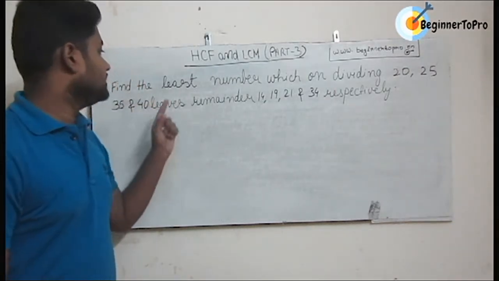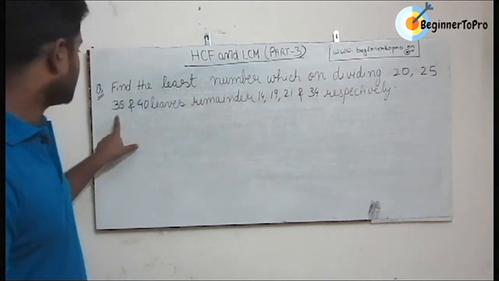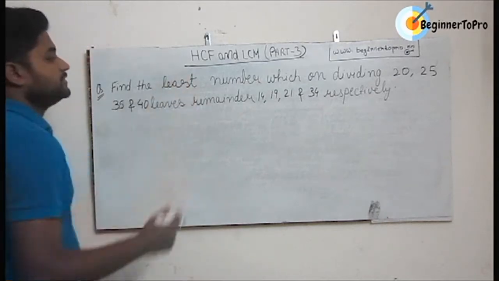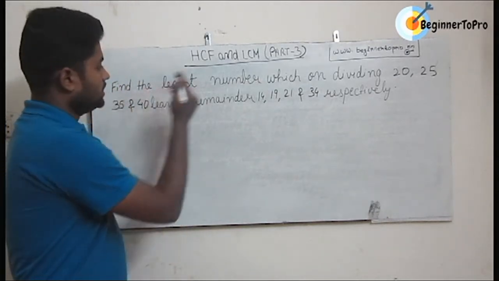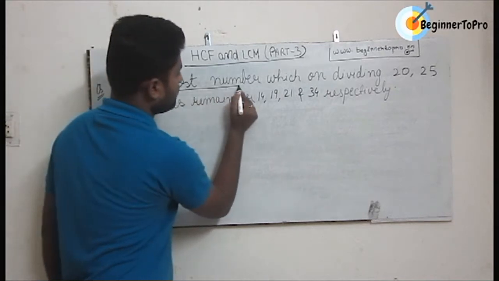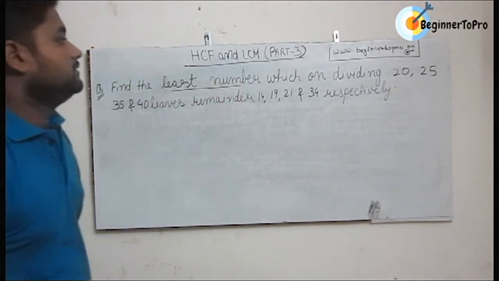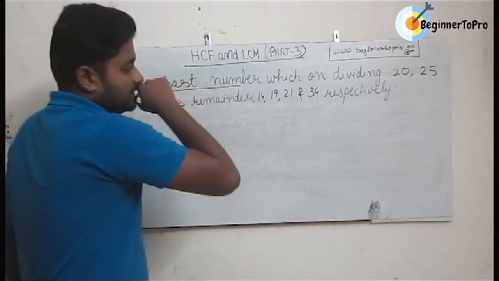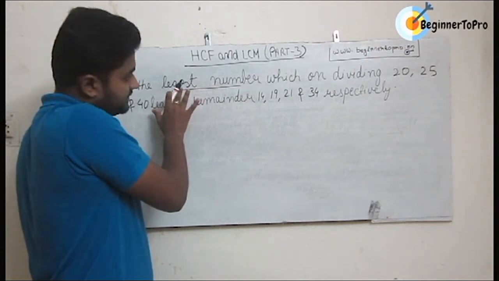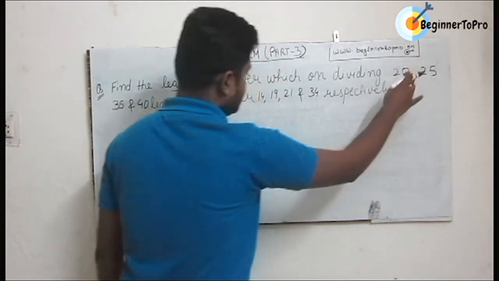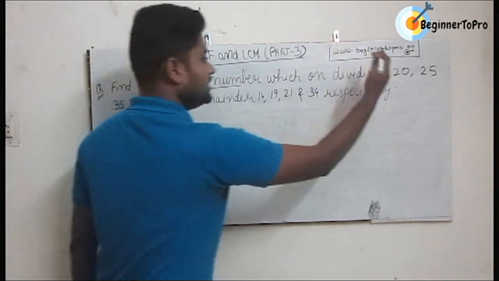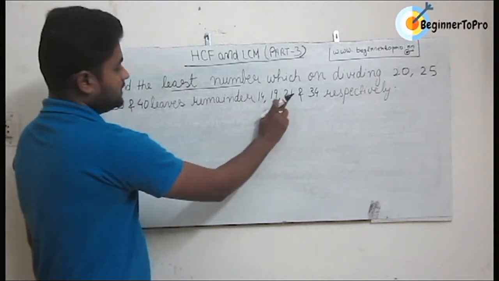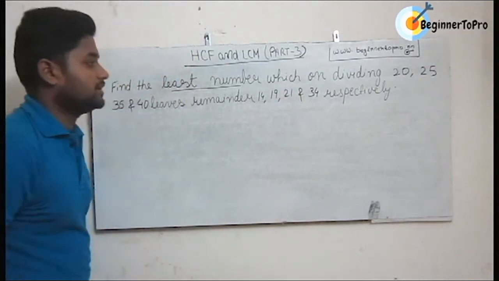The question says find the least number which on dividing 20, 25, 35 and 40 leaves remainder 14, 19, 21 and 34 respectively. In this question we have to find the least number. So whenever questions ask to find the least number, always try to find LCM. Whatever the least number is, when it divides 20, it leaves remainder 14. When the same number divides 25, it leaves remainder 19. Similarly for 35, it leaves remainder 21 and for 40, it leaves remainder 34.